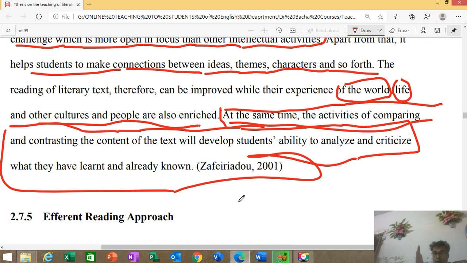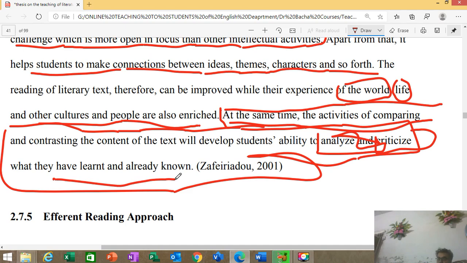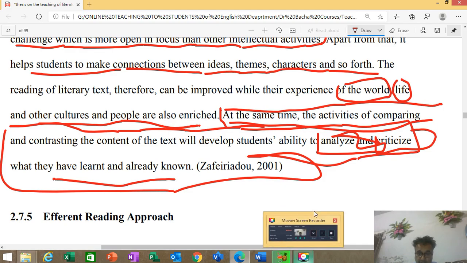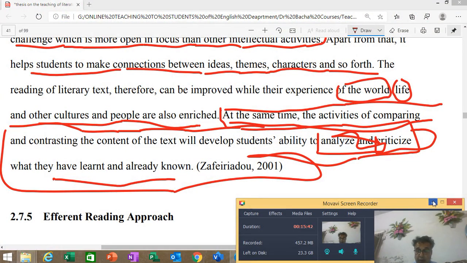For example, when you are forced to compare and contrast the content of the text, this will develop in students the ability to what? To analyze, remember, and to criticize, okay, what they have learned and already known. So this analytical and critical evaluation will obviously mature the students, and their minds will become more analytical and more critical. The main purpose of literature is to make its students more critical and more analytical. All right, because this is very, very important.